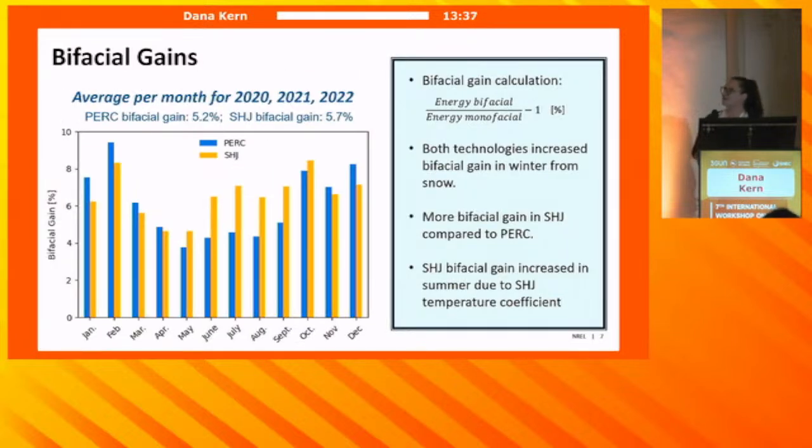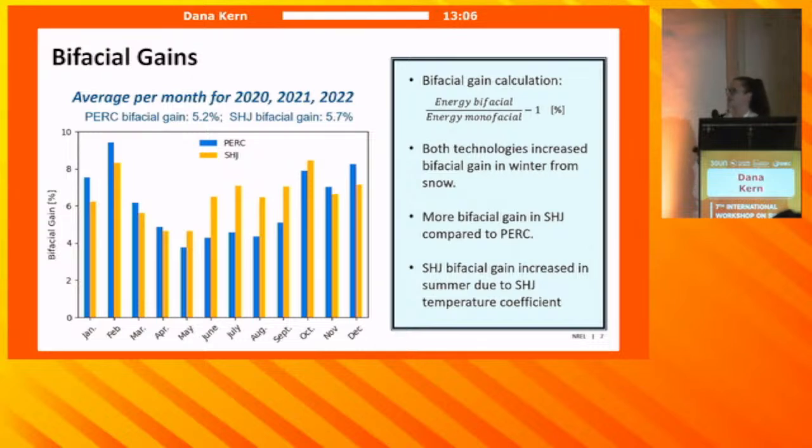So the first factor we'll look at is the bifacial gains. Overall, PERC has a lower bifacial gain than silicon heterojunction modules, and those are values averaged over about 5 years. This graph shows the monthly bifacial gains, each averaged over 3 years. So for example, February would be February of 2020, 2021, and 2022, averaged to average over the yearly changes, but still get the seasonal changes.